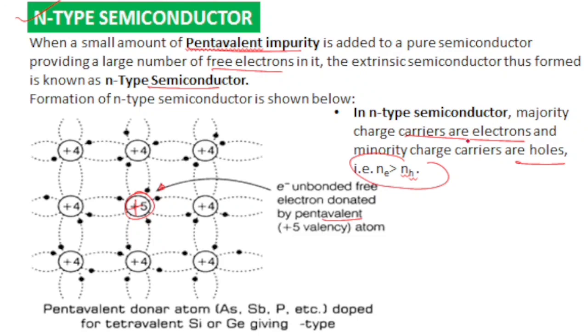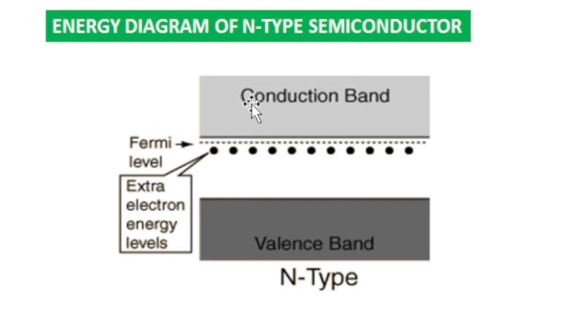These are positive charge. So the conduction in an N-type semiconductor is because of the free electrons donated by the pentavalent impurity atoms. Hence this pentavalent impurity atom donates electrons, that's why it is called a donor atom. Pentavalent impurity atoms are called donor atoms because they donate extra electrons, right? So this is an N-type semiconductor. Here the important point is majority charge carriers are electrons and holes are present in small amount. These are minority charge carriers. So the number of electrons is greater than the number of holes, right? This is the energy diagram of an N-type semiconductor.